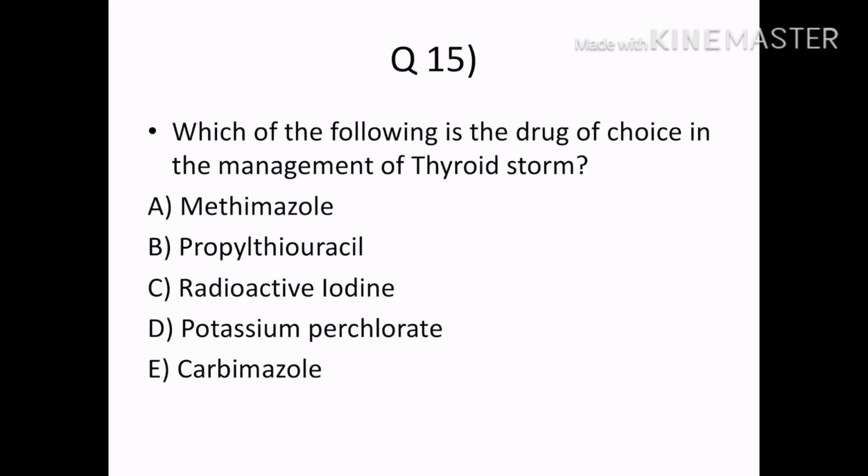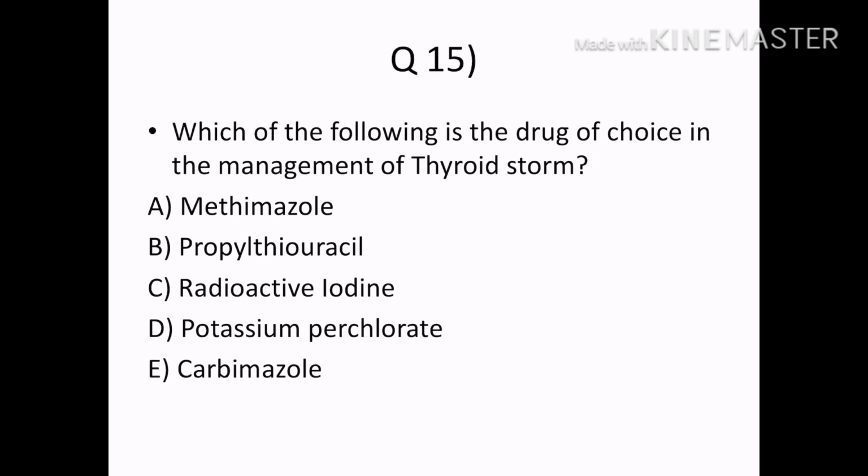Question number 15. Which of the following is a drug of choice in the management of thyroid storm? A. Methimazole, B. Propylthiouracil, C. Radioactive iodine, D. Potassium perchlorate, E. Carbimazole. So thyroid storm is a medical emergency in which the thyroid gland suddenly produces a large amount of thyroid hormone and releases it into the blood. Which drug out of all the 5 should be given in the management of thyroid storm?